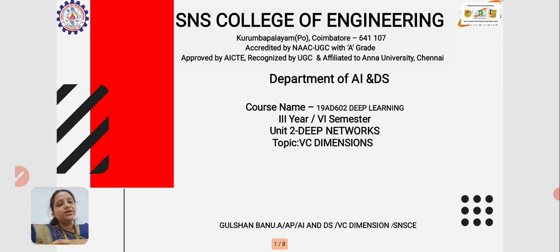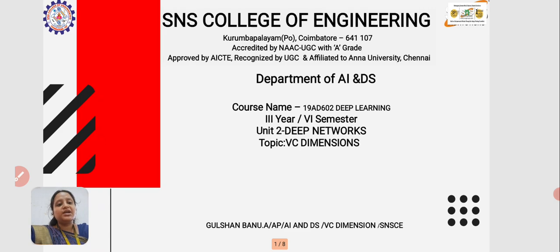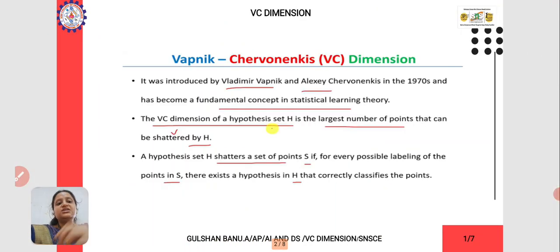So today I am here to explain a concept called VC dimension, based on the subject of deep learning. We will see what VC dimension is all about. The name VC dimension comes from the founders who invented it. It was introduced by Vladimir and Alexei in the 1970s, and it has become one of the most fundamental concepts in statistical learning theory.